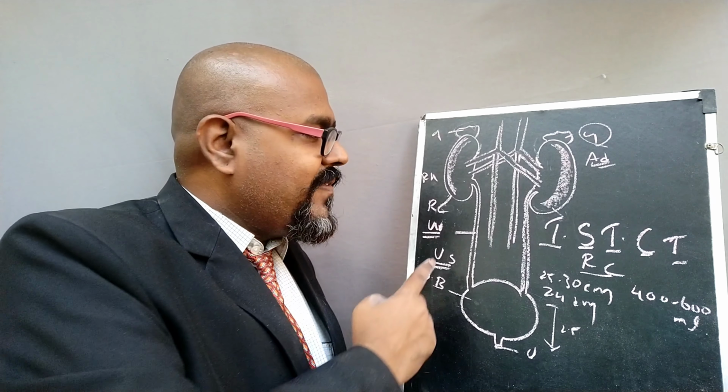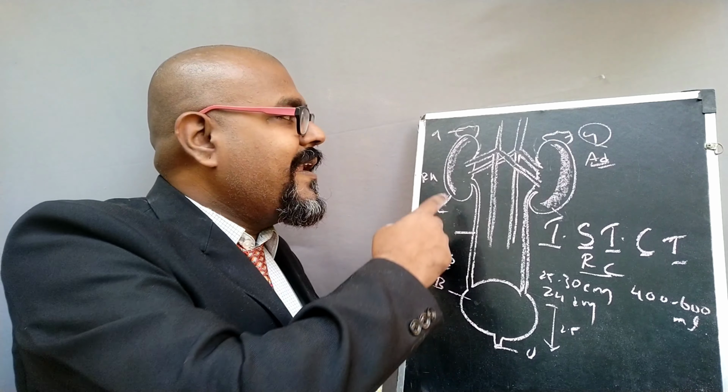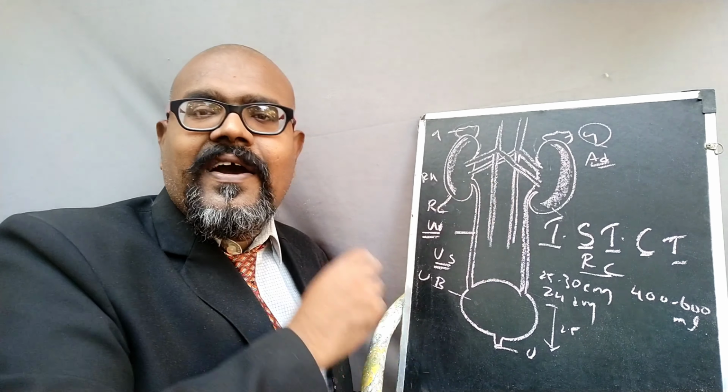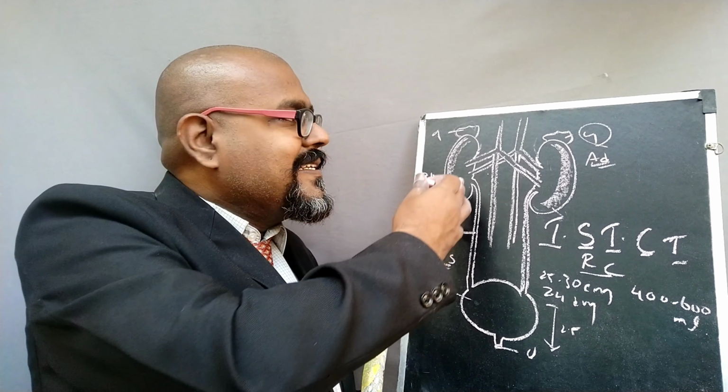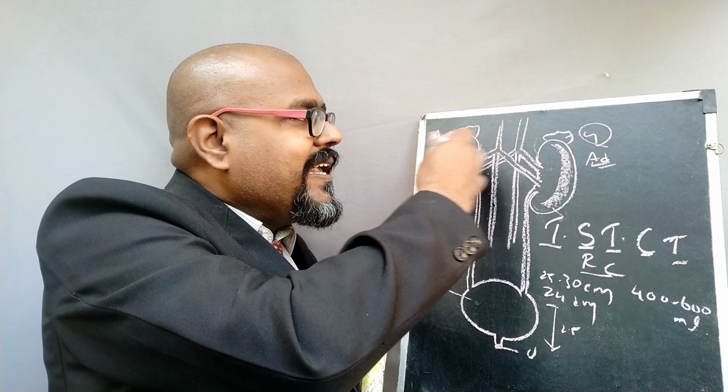The measurements are very important. And of course we know that the right kidney and the left kidney are not in the equal position; they are in an up and down position, because the liver and the spleen are present in the body. So these are all the things you need to remember today.